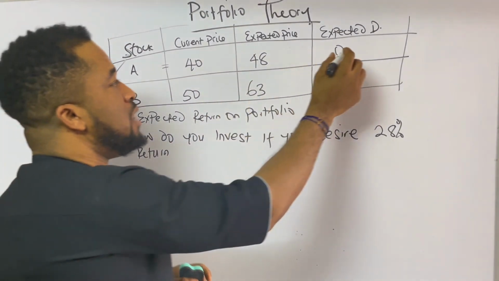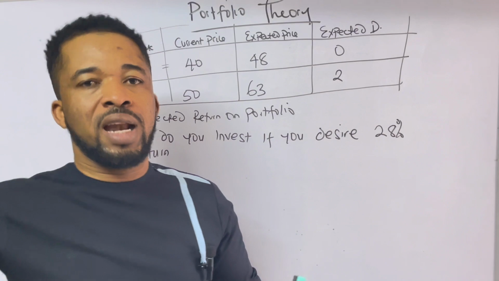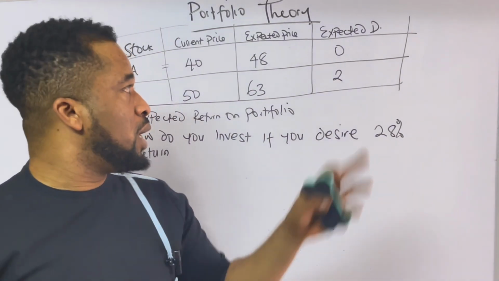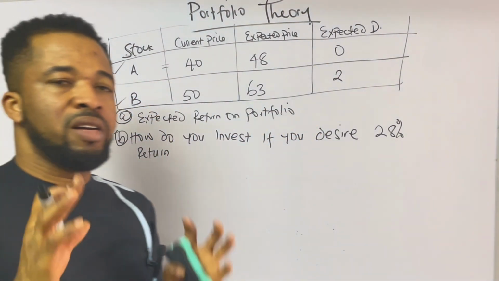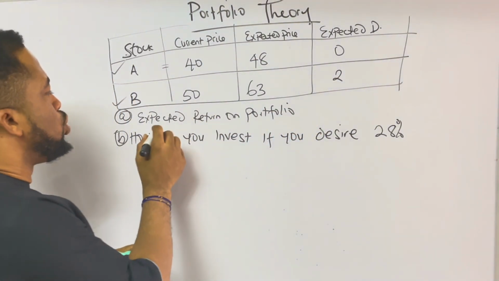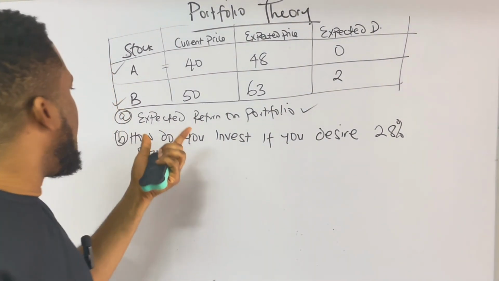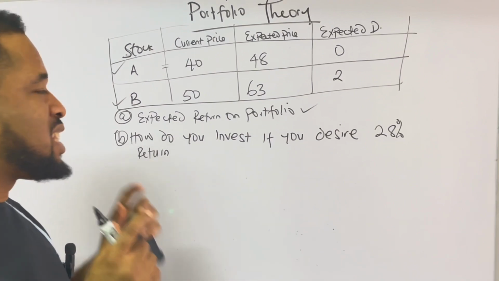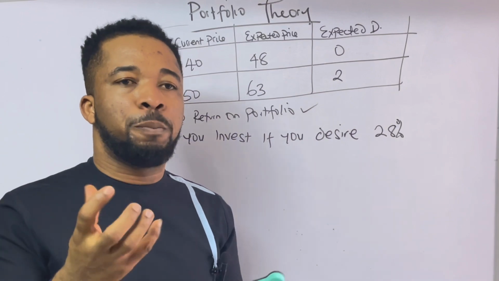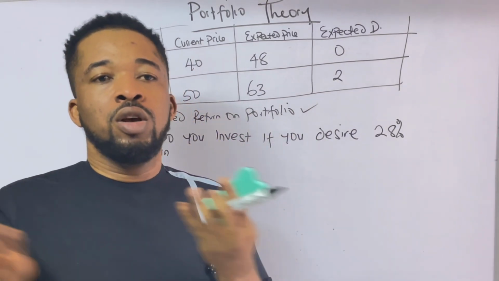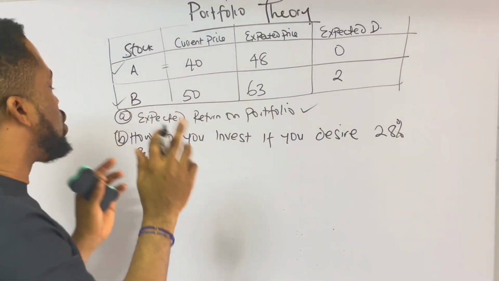And then the expected dividend throughout this holding period, meaning from when I start this investment to when I close, how much return have they given to me? For stock A it is 0 and for stock B it is 2. Now the first thing is, the question is asking us to compute the expected return on the portfolio. If you're looking at the expected return on any portfolio, it's simply 2 things: the first is the capital appreciation, and the second is whatever return you're getting throughout that holding period.